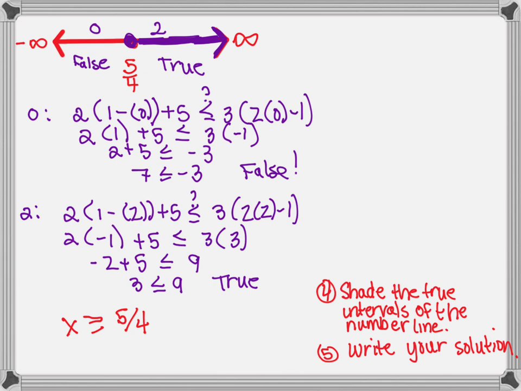If I were to write my solution in interval notation, I always write smaller number, comma, larger number. So 5/4, comma, in this case it's pointing towards infinity. 5/4 gets the squared off bracket because it was included. Infinities always get curved parentheses.